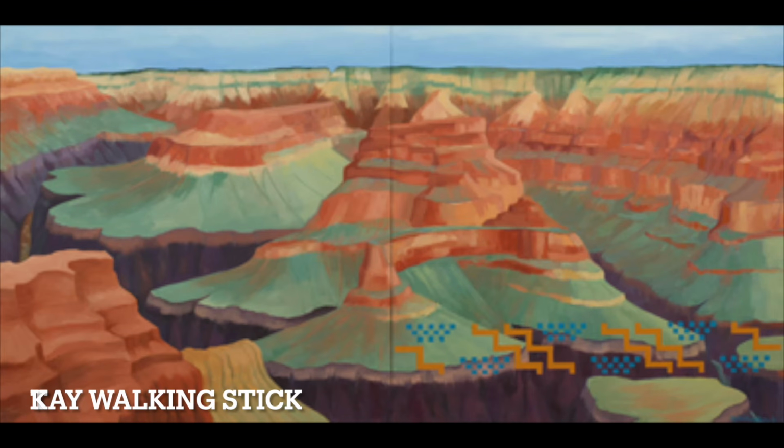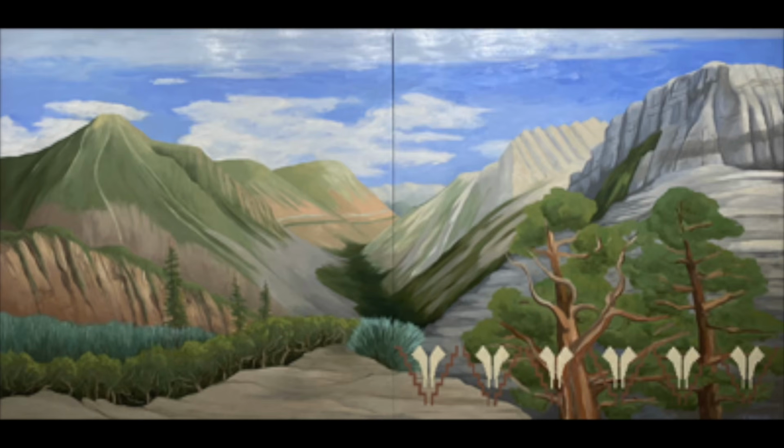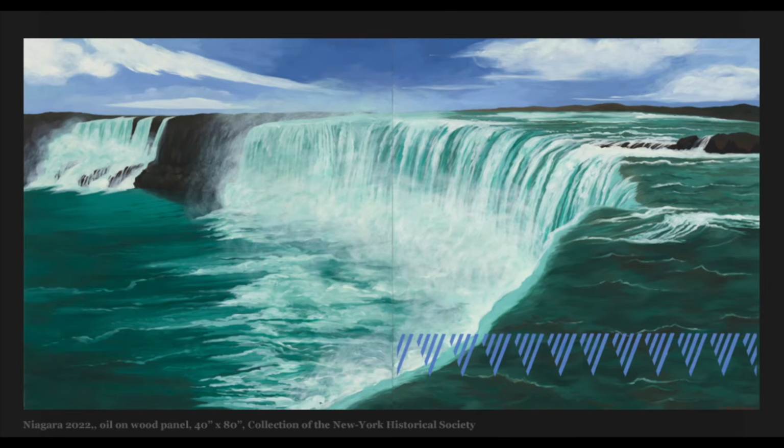And then there's Kay WalkingStick, who deals with the fact that a lot of the landscapes that we are painting have been colonized and taken, and not treated well by some of the people who came and took them. So that's a whole other aspect of it, which is really interesting, that some contemporary artists are doing.